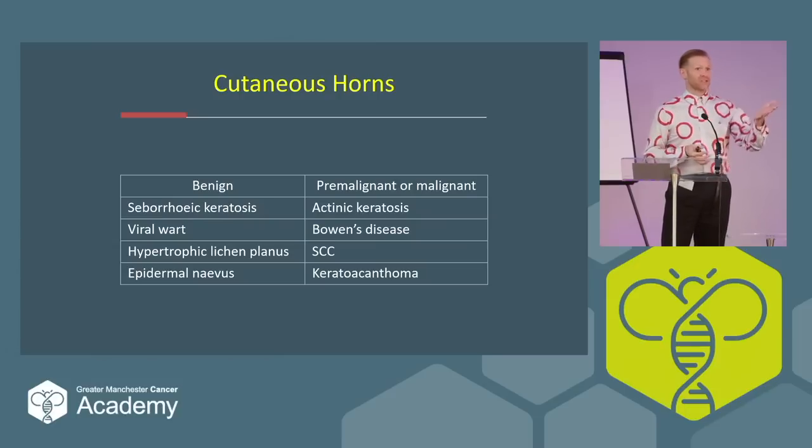So benign lesions, we mentioned viral warts. Sometimes lichen planus, you can get hyperkeratotic cutaneous horns arising from it, and that can be quite difficult to distinguish from sun damage sometimes. But then you've got the pre-malignant and malignant conditions, which we've listed there. And I've put keratoacanthoma in because I knew it would come up, because it always does.